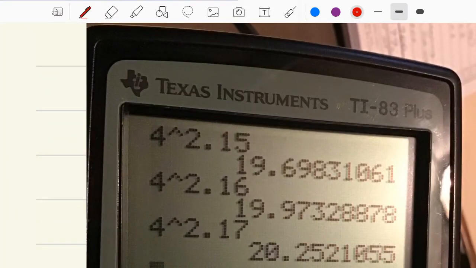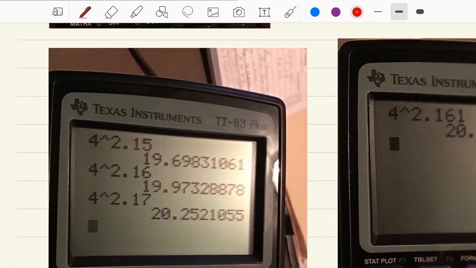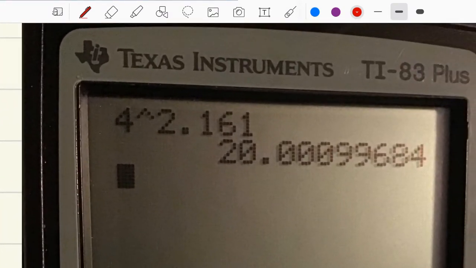2.15. That's 19.69. That's not quite big enough, but maybe it's 2.16. Maybe it's 2.17. Now that's getting closer, but that's a little bit too big. So what is the exponent that we put on 4 to get 20? Well, the reality is that it's a decimal. And depending on how many decimal places you go, maybe if you go to 2.161 out to 3 decimal places, you see that we can get really close to 20. Now, of course, it's a little bit too big, but at least to 3 decimal places, it's really close to the number 20.